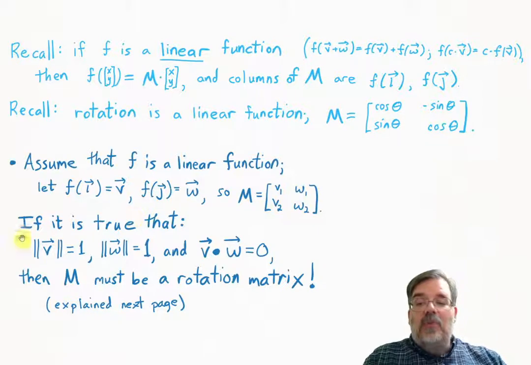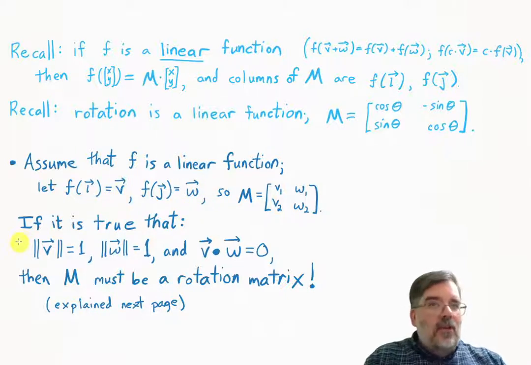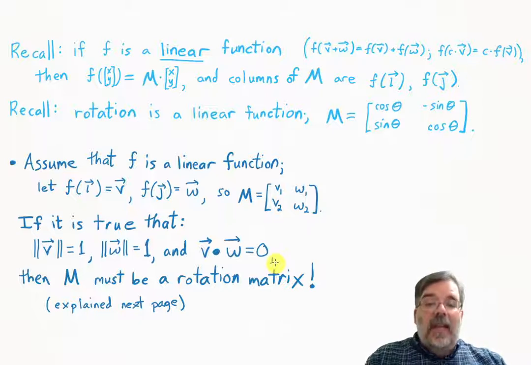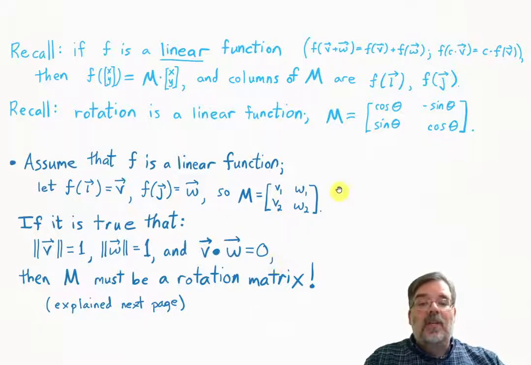However, if you know a little bit more about these outputs, this vector v and this vector w, if it so happens to be true that the length of v is 1, and the length of w is 1, and their dot product is 0, granted, that's a lot of ifs. But if all three of those conditions are true, then this matrix has to be a rotation matrix. Okay, let's learn why that has to be true.